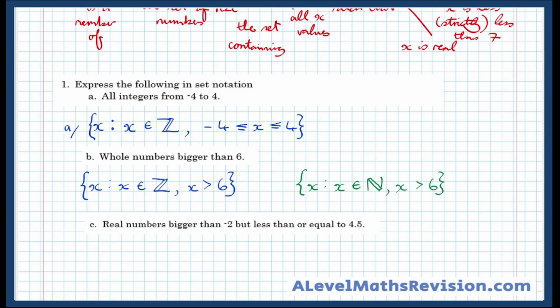The final one of these examples says real numbers bigger than -2, but less than or equal to 4.5. So we're told the real numbers again. So the set of all x values such that x is real. And we're told that it's bigger than -2, but less than or equal to 4.5. So that there is how to write sets of numbers.